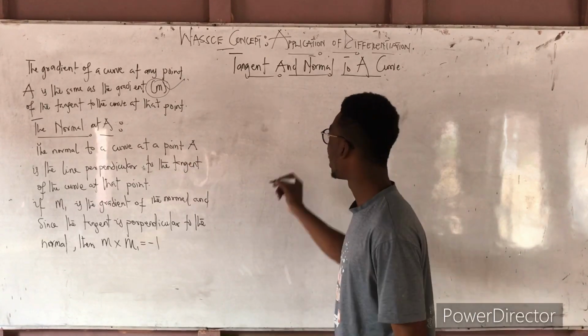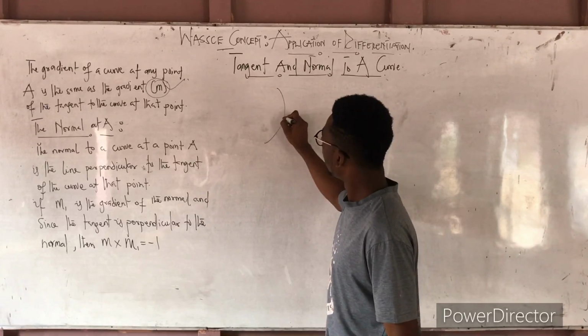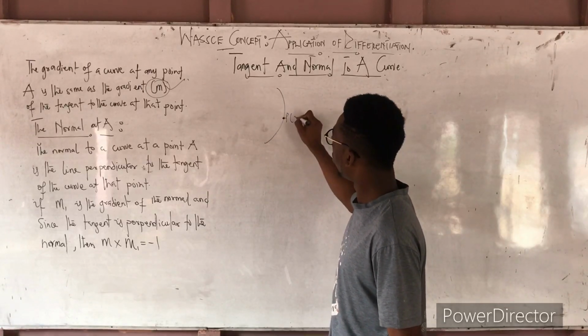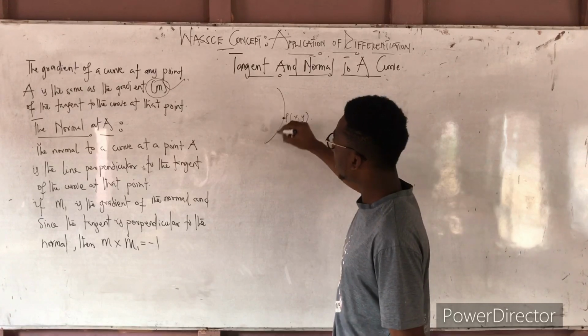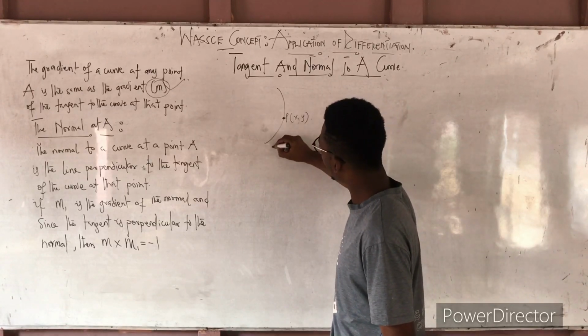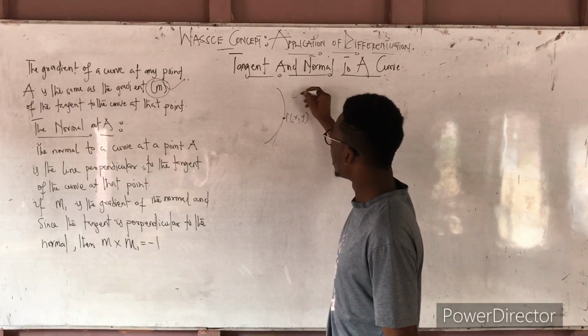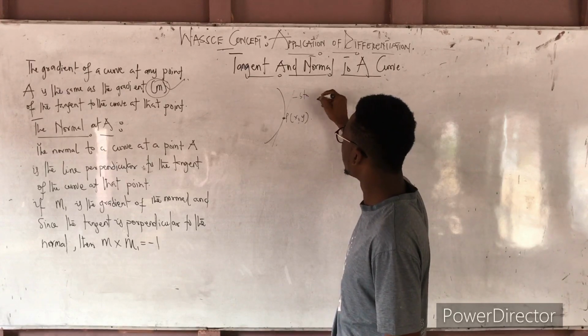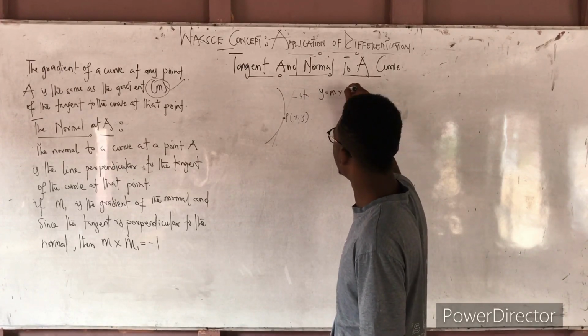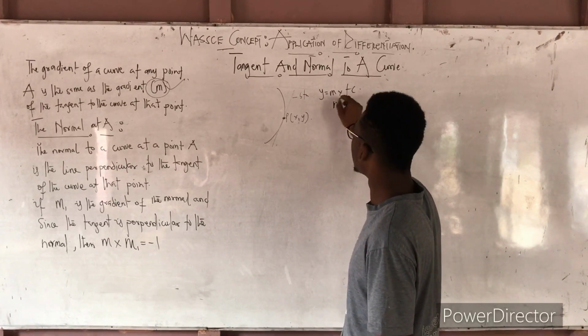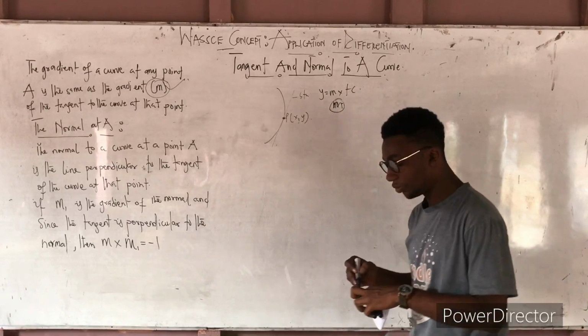So what we mean is that if this is a curve, and we want to find the gradient at this point (x, y), it is the same as finding the gradient of that tangent. And this tangent is a straight line. Anytime you find the gradient of a straight line y = mx + c, the gradient is m. So this is simply what we mean.